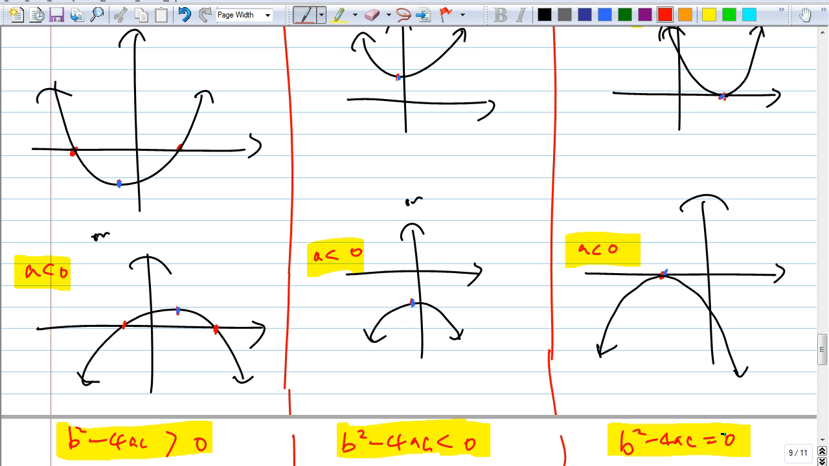So on your homework tonight, it's going to ask you, without graphing, can you tell where the vertex is? Is it going to be above the x-axis or below the x-axis?